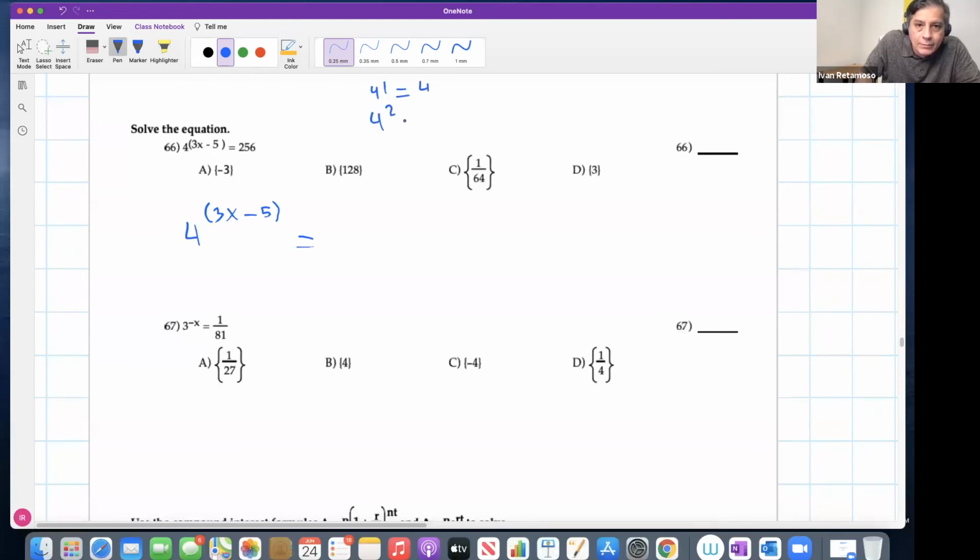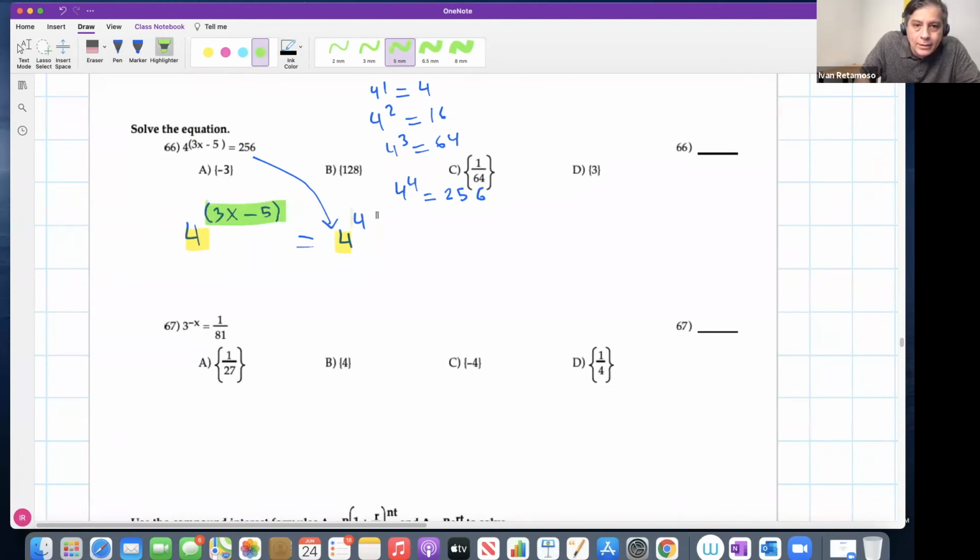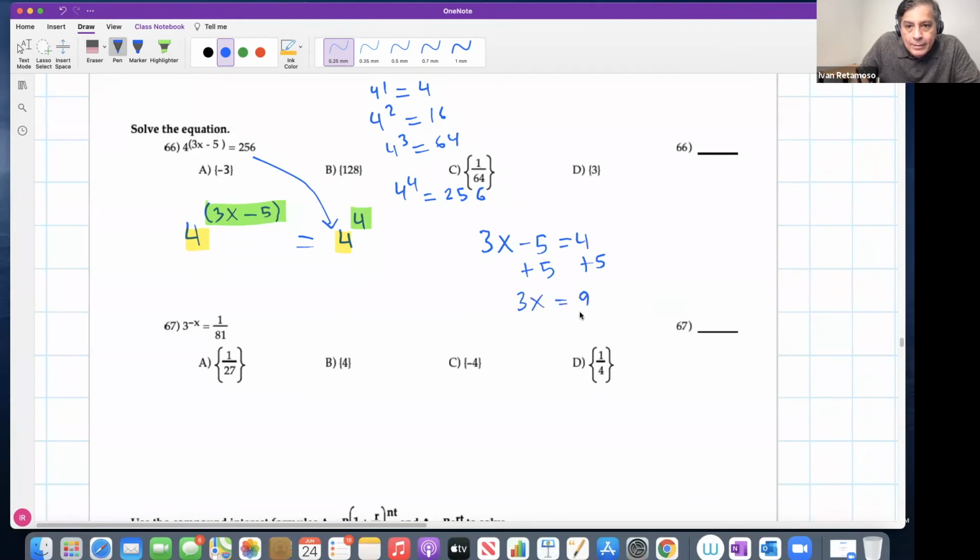For example, 4 raised to 1 is 4, 4 raised to the second power 16, 4 raised to the third power 64, 4 raised to the fourth power 256, right? You can run the powers of 4 and you will see that this 256 can be written as 4 to the 4. I noticed these two bases are the same, so the exponents ought to be the same, right? Because these exponential functions are one-to-one functions. So you set equal the exponents, and from there, the answer should come out, right? Dividing both sides by 3, x equal 3, right? Not that difficult.